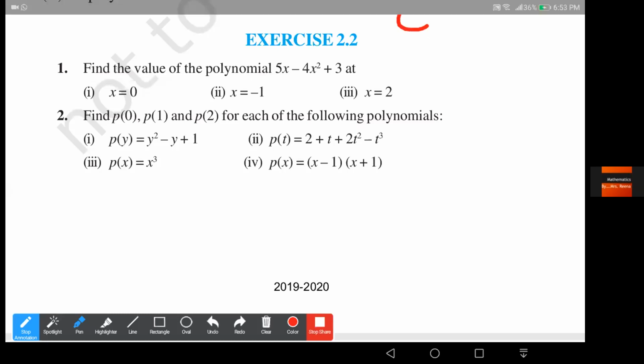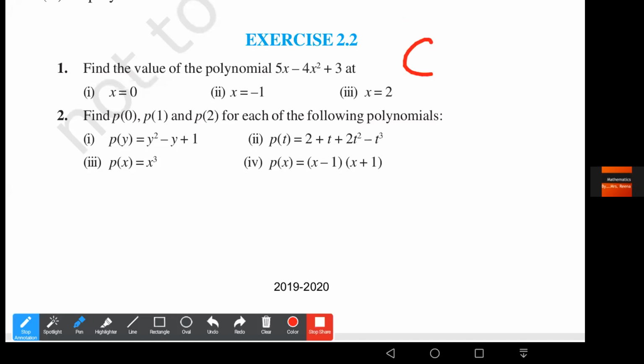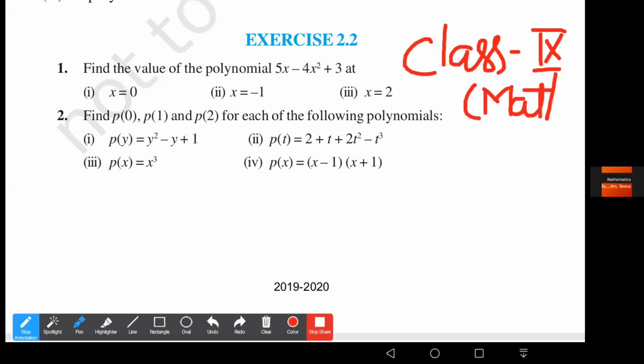Yes, we will do class 9th maths, class 9 maths, exercise 2.2. So I have done exercise 2.2 question numbers 1 and 2 already. 1 and 2 हम already कर चुके हैं.